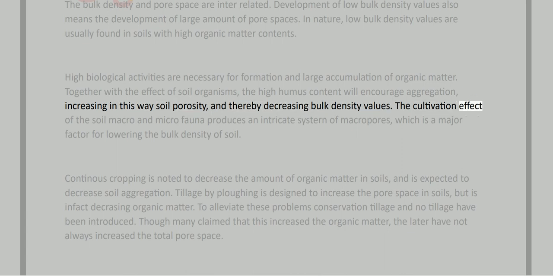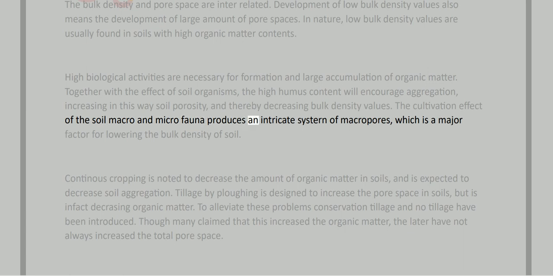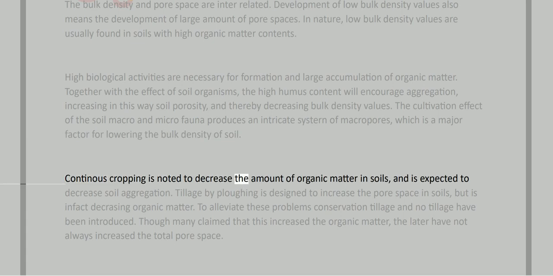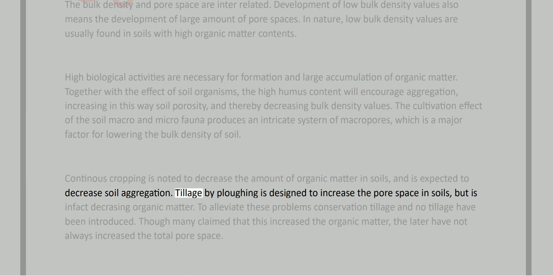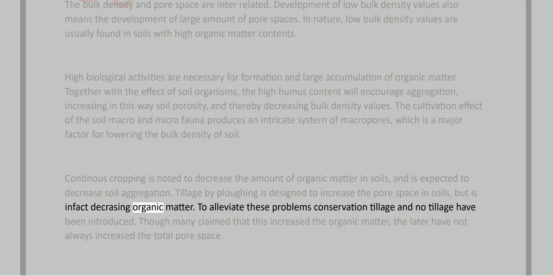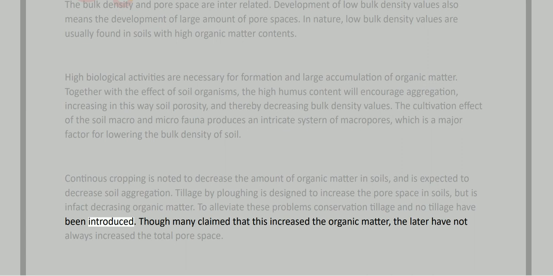The cultivation effect of the soil macro and microfauna produces an intricate system of macropores, which is a major factor for lowering the bulk density of soil. Continuous cropping is noted to decrease the amount of organic matter in soils, and is expected to decrease soil aggregation. Tillage by plowing is designed to increase the pore space in soils, but is in fact decreasing organic matter. To alleviate these problems, conservation tillage and no tillage have been introduced. Though many claimed that this increased the organic matter, it has not always increased the total pore space.